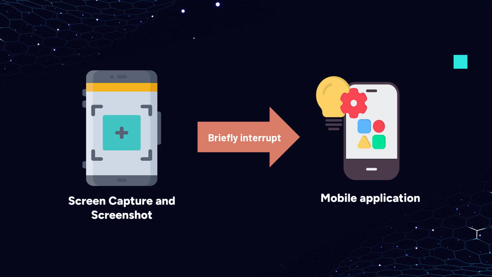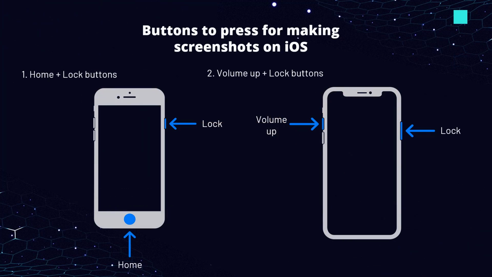On the screen, you can see the buttons to press for making a screenshot on an iOS device. First is to press the home and lock buttons on the device simultaneously. The second is to press the volume up and lock buttons on the device simultaneously.